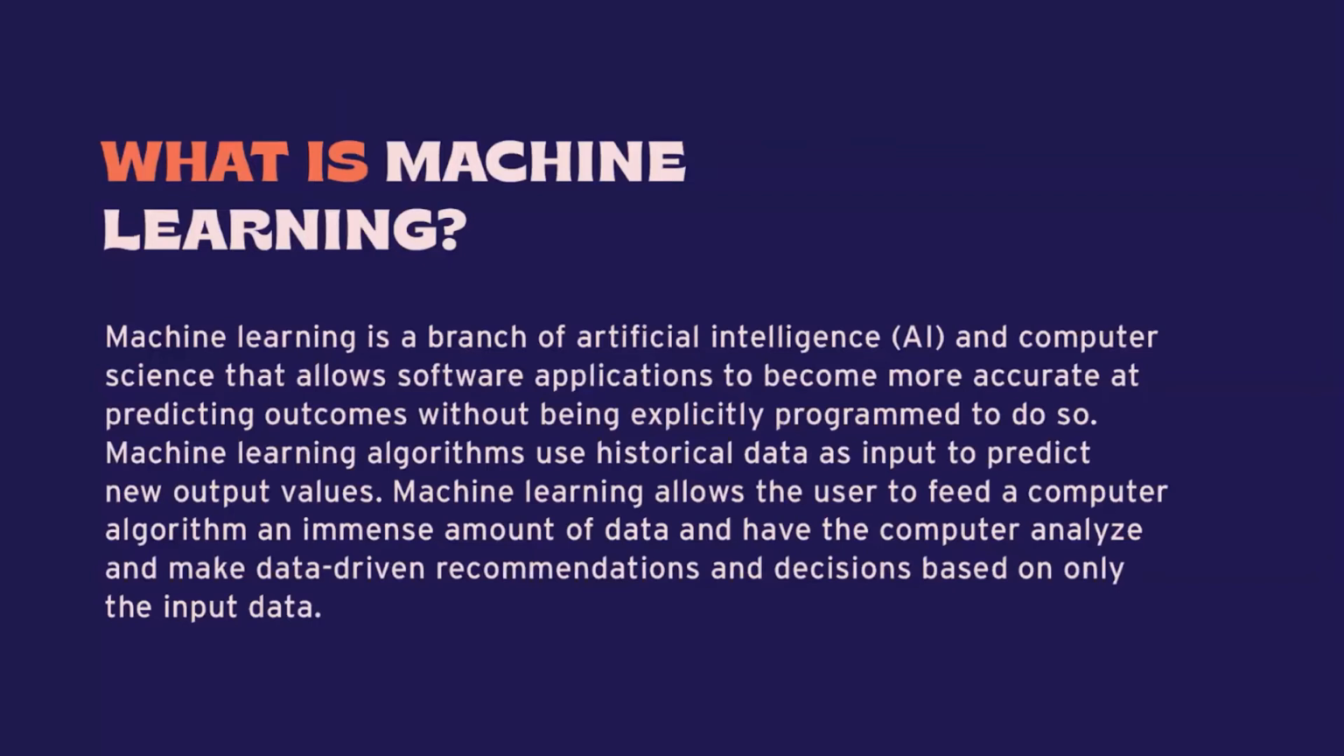So what is machine learning? Machine learning is a branch of AI and computer science that allows software applications to become more accurate. And with machine learning, we can use models for the learning process, with code or without code.